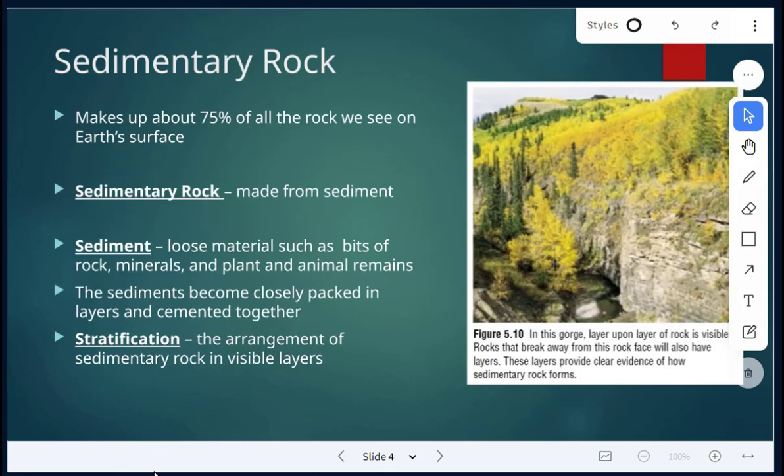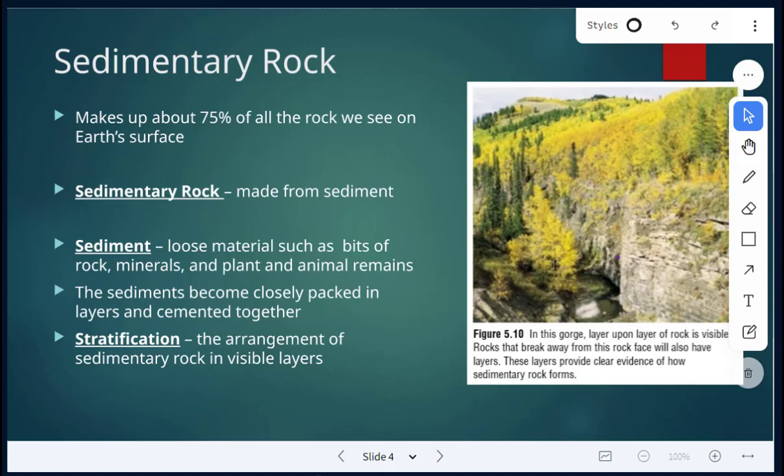The next type of rock is sedimentary rock. This makes up about 75% of all the rock we see on Earth's surface. It is made from sediment. That's why it's called sedimentary rock. What is sediment? Sediment is the loose material like bits of rock, minerals, and plant and animal remains. These sediments become closely packed in layers and then cemented together.